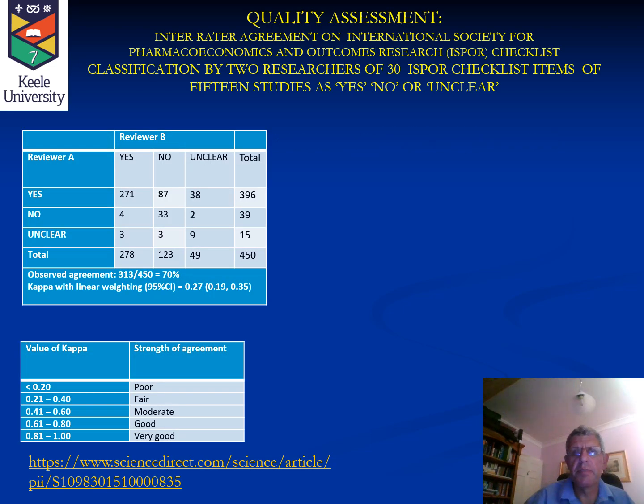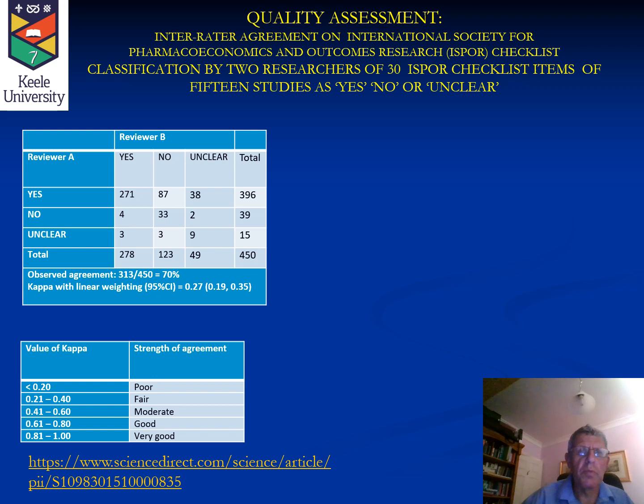So the 30 ISPOR items were applied to 15 studies, and 2 reviewers looked at these 15 studies. So there's a total of 450 data points, 30 ISPOR times 15 studies. And we can see that reviewer A and reviewer B answered yes to 271 items and no to 33 items, and there were different combinations for the other items.